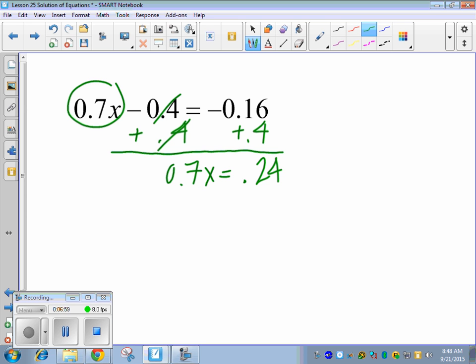I want to get x all by itself. Leah? Yeah. Divide by 0.7 on both sides. X equals, what's 0.24 divided by 0.7? That's a little tougher.